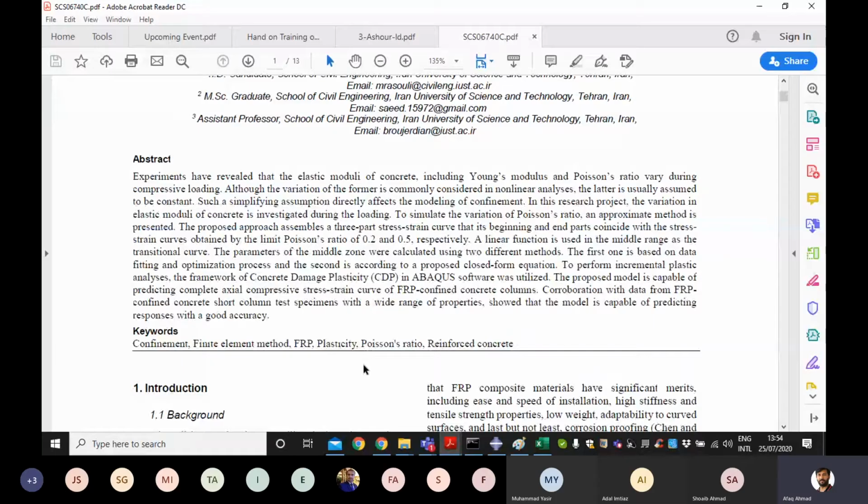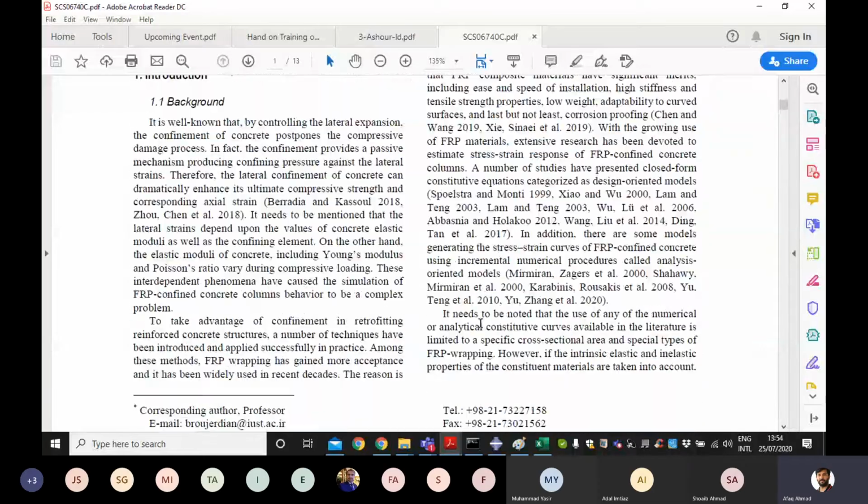Why am I saying this? Because they are using the concrete damaged plasticity model in Abaqus software. You know it. You may not know how to define the FRP, but inshallah, with the second module training, that will again be a piece of cake for you people.